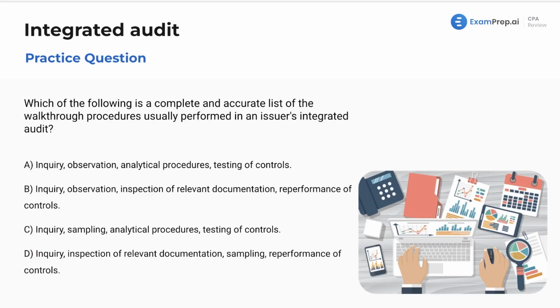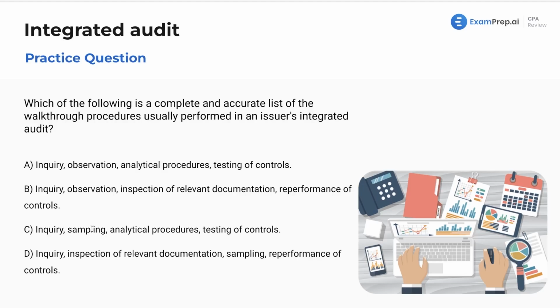Which of the following is a complete and accurate list of the walkthrough procedures usually performed in an issuer's integrated audit? All right, so there's a trick here, right? This might just seem like a bunch of blob, right? Like, oh my gosh, what the heck is going on? There's a bunch of these, like, oh, what's the order? I could see someone getting very intimidated by this, but let's not get intimidated. Let me walk you through it.